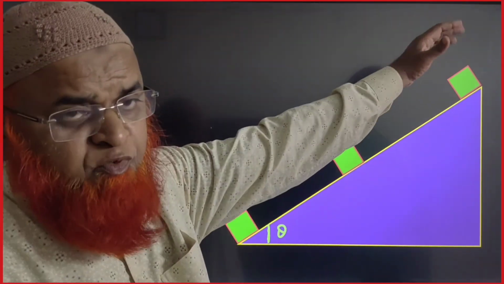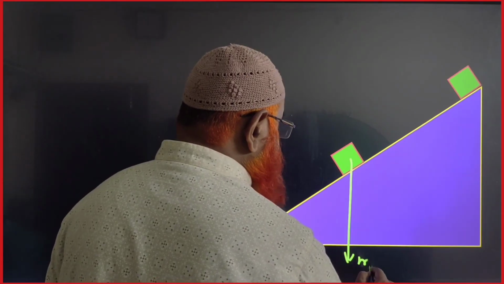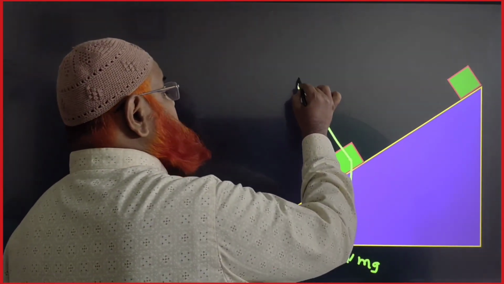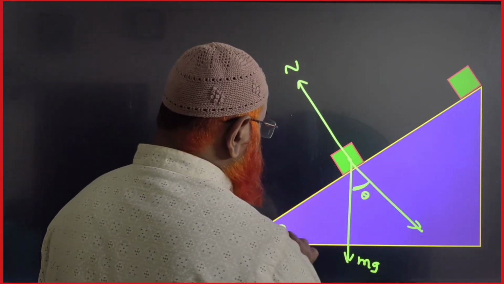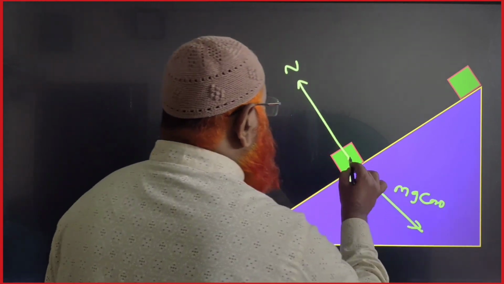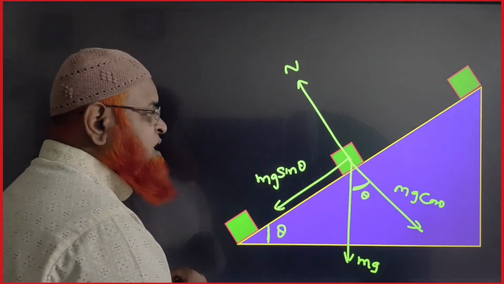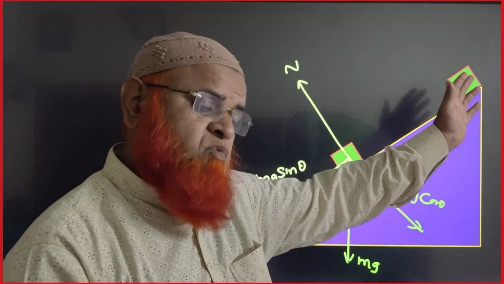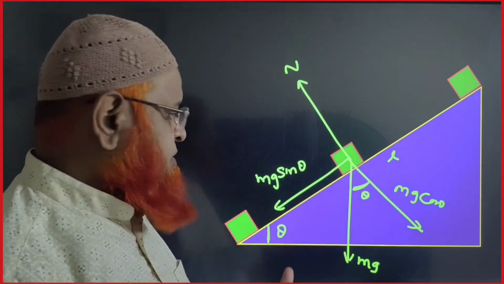When you push it upwards, what are the forces acting on the block? One thing is mg is always acting downwards. The normal reaction acts in this direction, opposite to the normal reaction, making a certain angle theta here. These two angles are going to be the same. This is going to be mg cos theta, and this is going to be mg sin theta. That's it. So you are taking an incline upwards. Then what is the length of the inclined plane, L here? Let us see what's going to happen now.